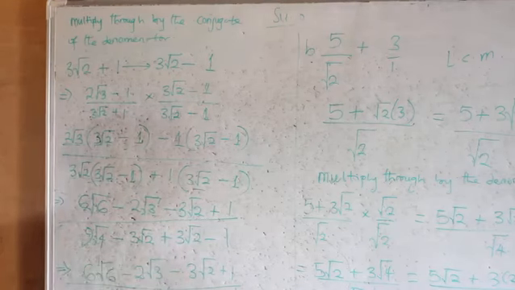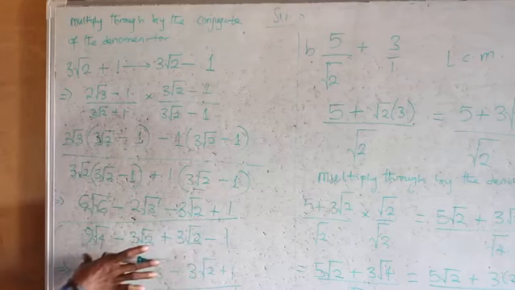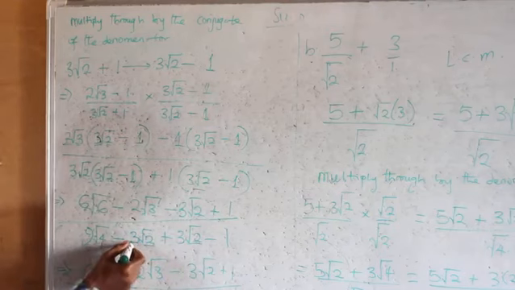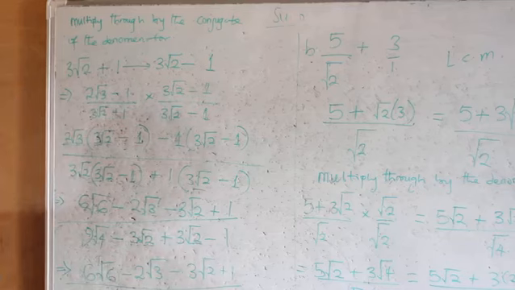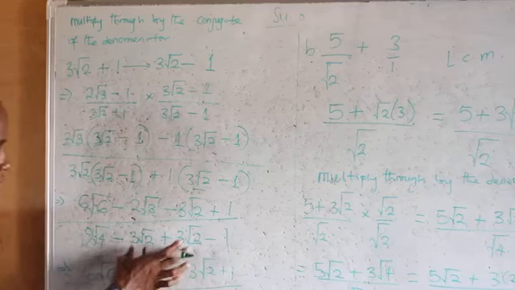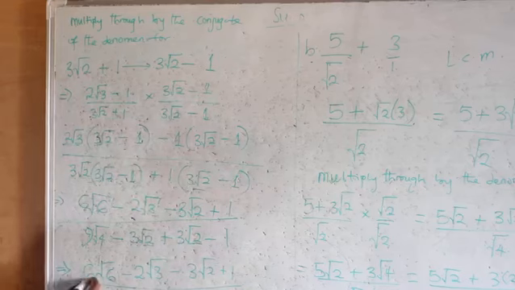Minus 3 plus 3, 0. Remember, we can only simplify these two because they have similar roots, right? This one is root 2, this one is root 2, so we can simplify the two of them, right? So minus 3 root 2 plus 3 root 2, we are going to have what? 0. This one is going to give us 0. Then minus our 1. Is that okay? Can we proceed? Yes. So this will give us what?